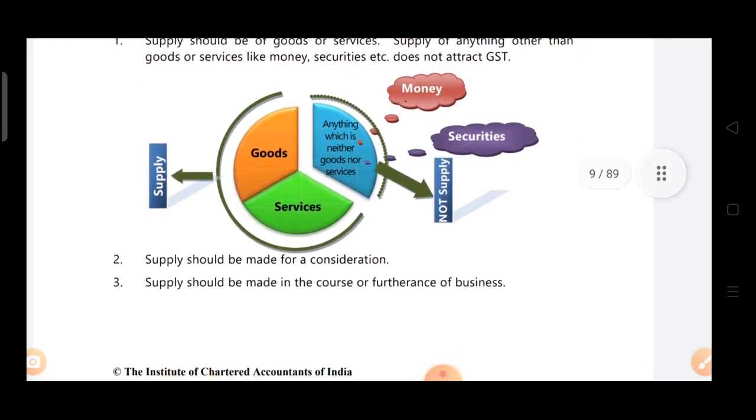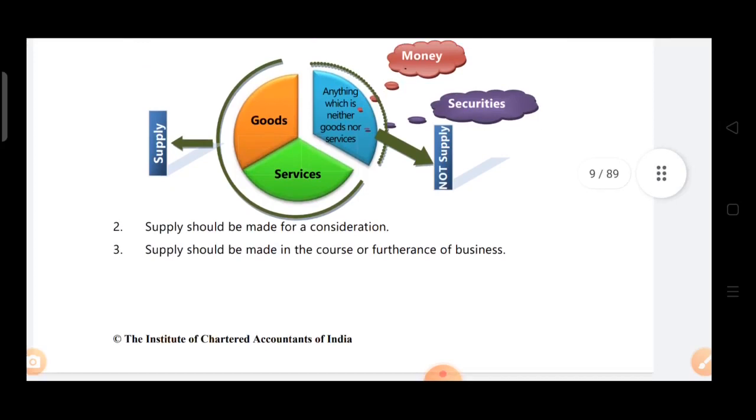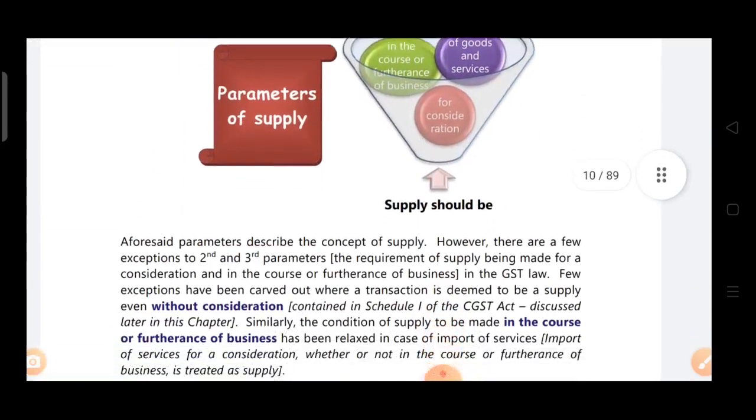Second, supply should be made for a consideration. Consideration must be there. Third parameter is that supply should be made in the course of furtherance of business. So three parameters: first, the supply should be of goods or services, money and securities don't attract GST; then supply should be made for a consideration; third, supply should be made in the course of furtherance of business. Now these three parameters we'll discuss in detail.